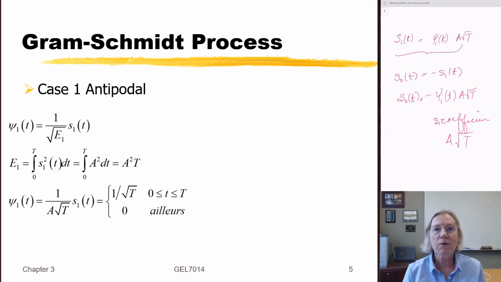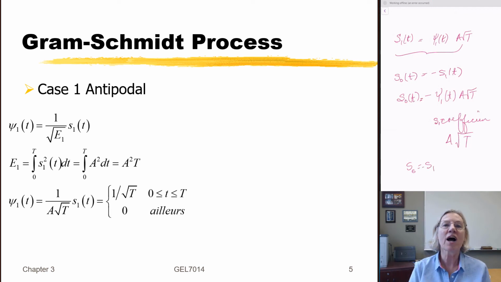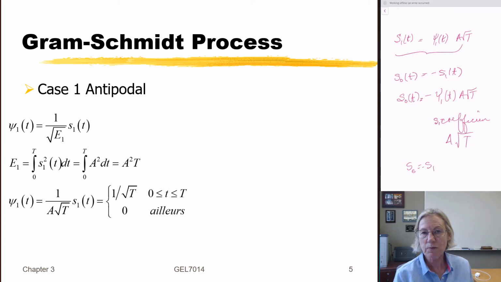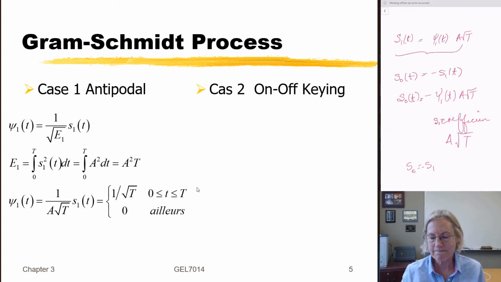How did we know that? We could have also known that before we even started, because since S0 is equal to minus S1, that means that S0 is a linear combination, in this case just multiply by minus 1, of another symbol. And whenever we have that, we reduce the dimensionality of the signal space.